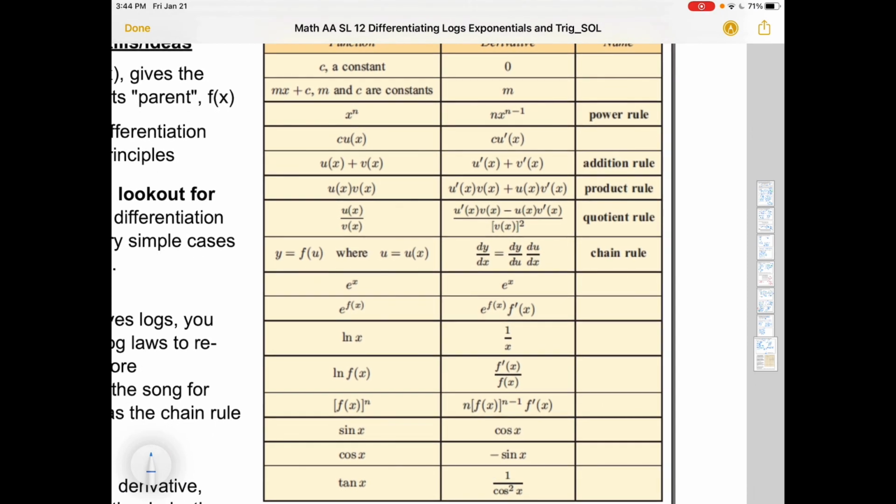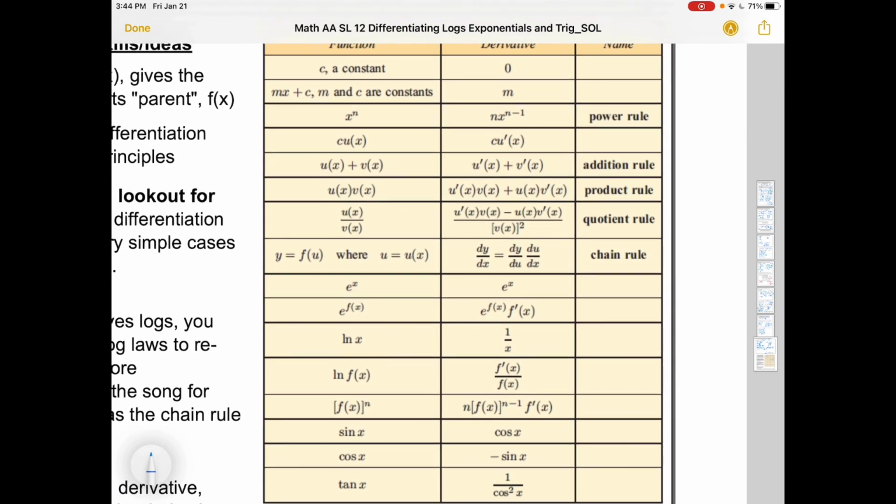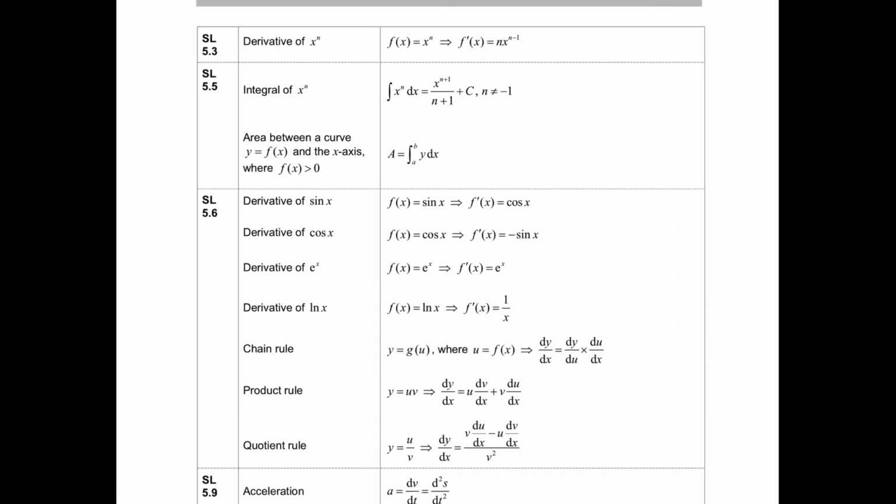Some of them are written with the chain rule showing, but I'll show you what you're actually given in your formula booklet. Here we are. At SL 5.3, you can see derivative of x to the n. Then there's some integration stuff that we'll get around to in the not-too-distant future. And then there's the derivative of sine x, cos x, e to the x, ln x. The chain rule, written however helpfully you find it there. The product rule, written as uv prime plus vu prime. And the quotient rule, written as vu prime minus uv prime all over v squared. Again, I would memorize most of these because there's not a ton there.